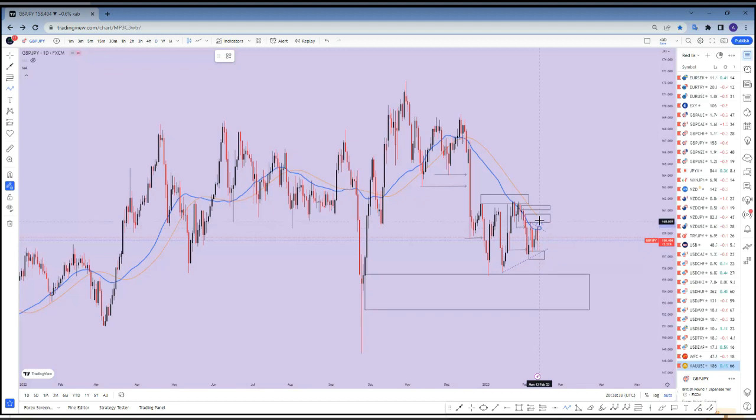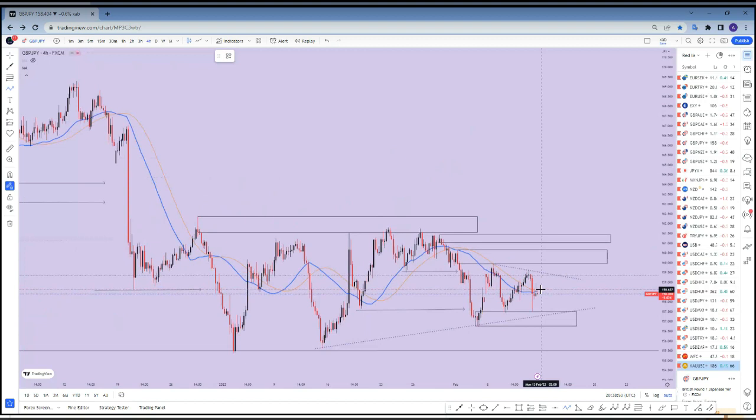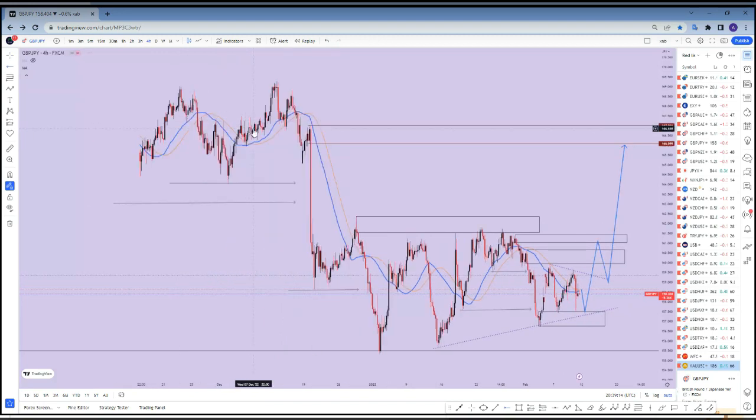Let me do that again. So I want to see price, boom, this other block has already been tested, so boom, boom, boom, and maybe. So that's my expectation for GBPJPY, and that's the area that I'll be watching out for the most.